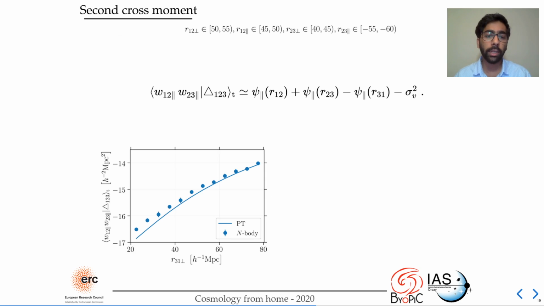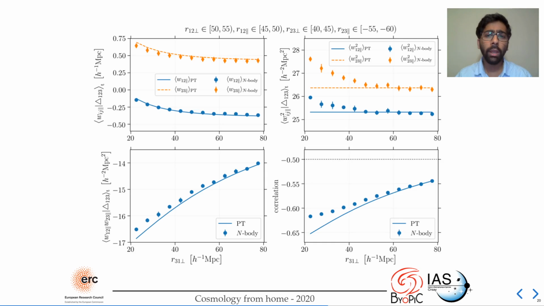So here we show the prediction in the solid line, and the analytical prediction can be obtained from the equation above, where psi parallel is the line of sight velocity correlation, and sigma v squared is the one-dimensional velocity dispersion here.